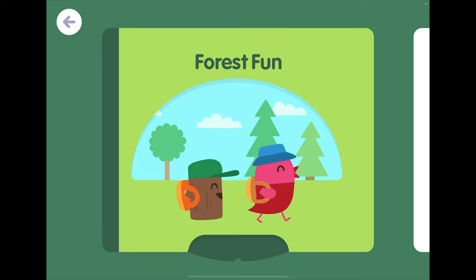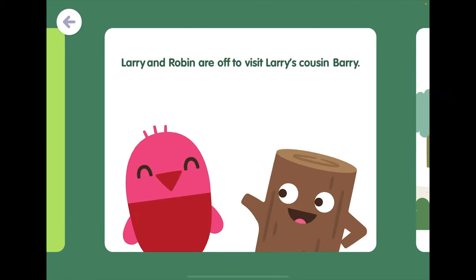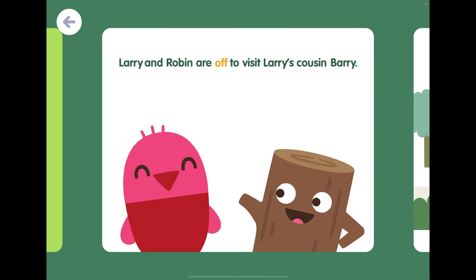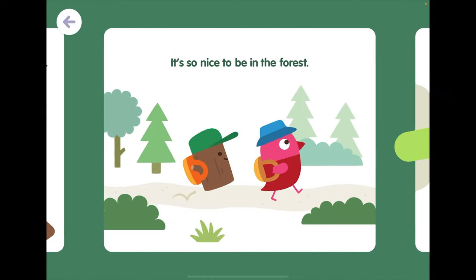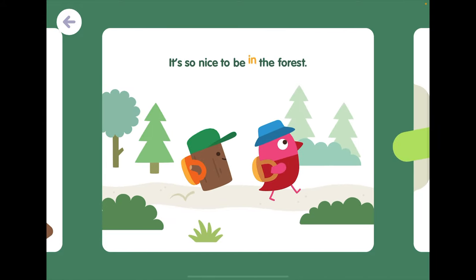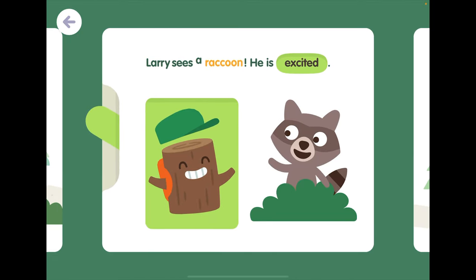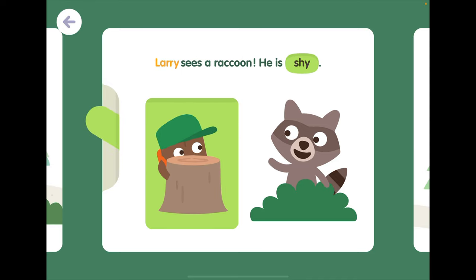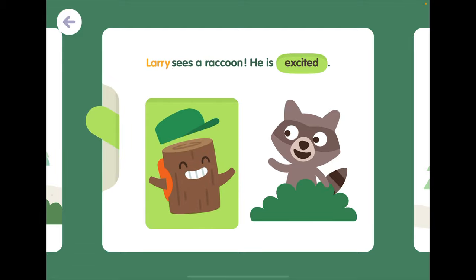Forest fun. Larry and Robin are off to visit Larry's cousin, Barry. It's so nice to be in the forest. Larry sees a raccoon. He is excited. Larry sees a raccoon. He is shy. Larry sees a raccoon. He is excited.